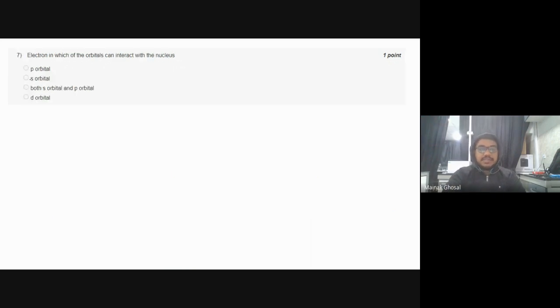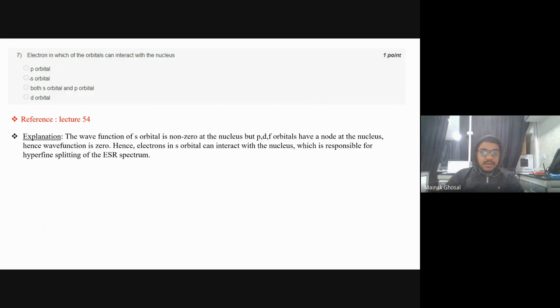The seventh question: the electron in which of the orbitals can interact with the nucleus? It is already discussed. I have discussed this question, and you can also find it in lecture number 54. The wave function of s orbital is non-zero at the nucleus. But p, d, f orbitals have a node at the nucleus, hence the wave function is 0.